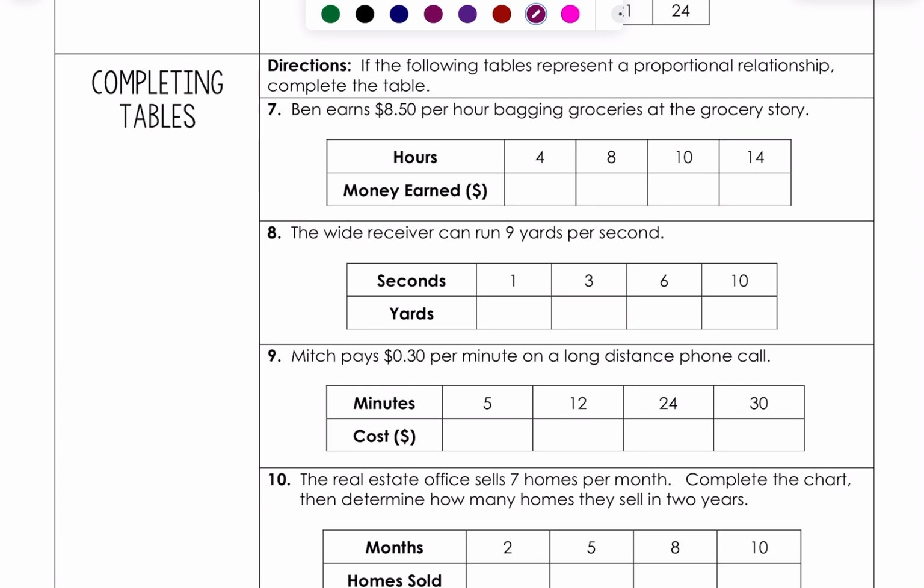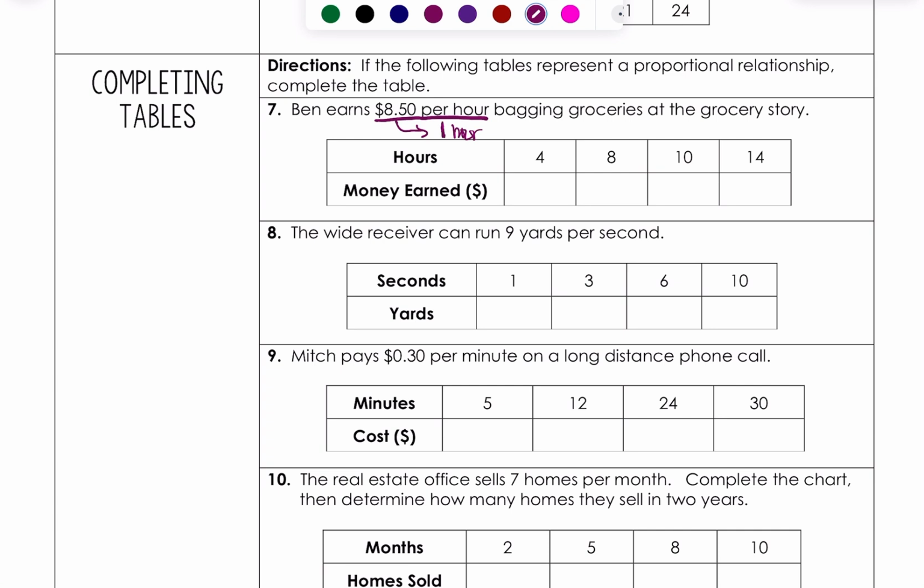Now, in reality, all we're doing here is the opposite of what we just did at the top. When they give us our whole table, we were able to divide. But this time around, they're not giving us our whole table. So we're going to have to do the opposite, which is multiplication. Here it says Ben earns $8.50 per hour bagging groceries at the grocery store. Okay, so that is $8.50 per hour. That per hour means that he's getting paid that $8.50 for just 1 hour.